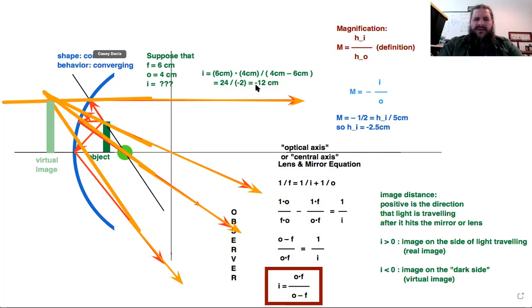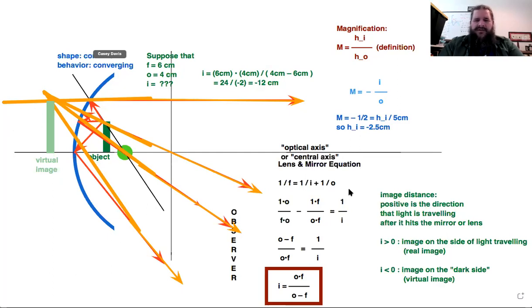And what does the negative sign mean? Where would we expect that image to be? 12 centimeters, yeah, 12 centimeters to the opposite side, or 12 centimeters on the dark side of the mirror, the side opposite the direction light is traveling. And that's exactly what we have. The virtual image, and I didn't really get this very well to scale, so that's not exactly 12 centimeters like it should be, but it's definitely on the back side of the mirror.